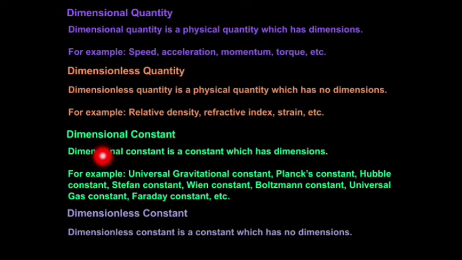That is dimensional constant. Next we can see the dimensional constant. What is dimensional constant? Dimensional constant is the constant which has dimension. Dimensional constant is the constant which has dimension. So some example constants have dimensional values. For example, see the screen, like the universal gravitational constant.